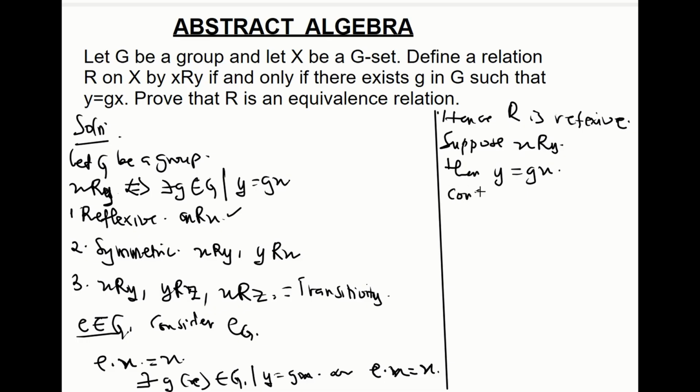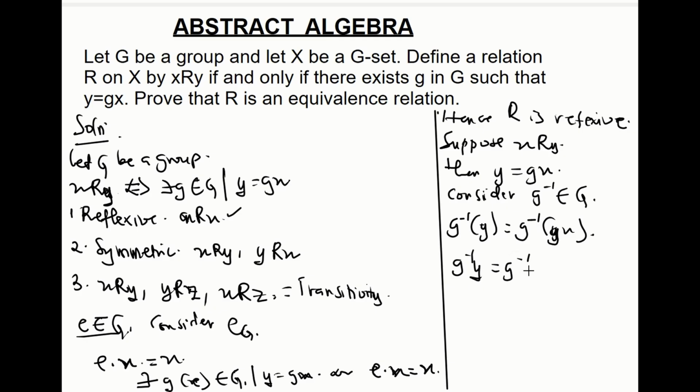Let's consider some g inverse in our G. If we consider g inverse in G, then we have g inverse multiplying our y is equal to g inverse multiplying our gx. Then we are going to have g inverse y is equal to g inverse g of x. But g inverse g is e. So g inverse y is equal to e dot x, which is equal to x.